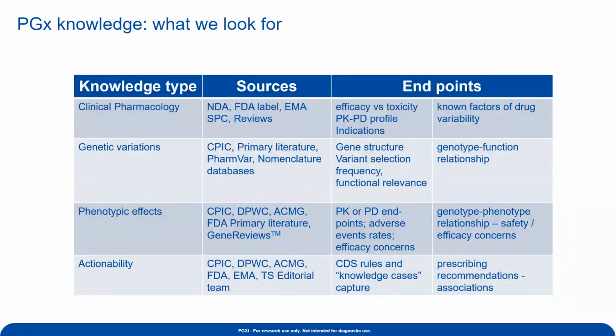This curation process creates different knowledge types within the PGXI knowledge base that populates the content for the PGXI data downloads and the PGXI API. Such knowledge types include clinical pharmacology, which provides curated information on drug efficacy or toxicity, genetic variations, which provides information on a genotype to protein metabolism function, phenotype effects, which associates a genotype to phenotype to overall efficacy or toxicity endpoints, and actionability, which defines the overall drug dosing recommendation associated with a PGX genotype to drug metabolism phenotype.